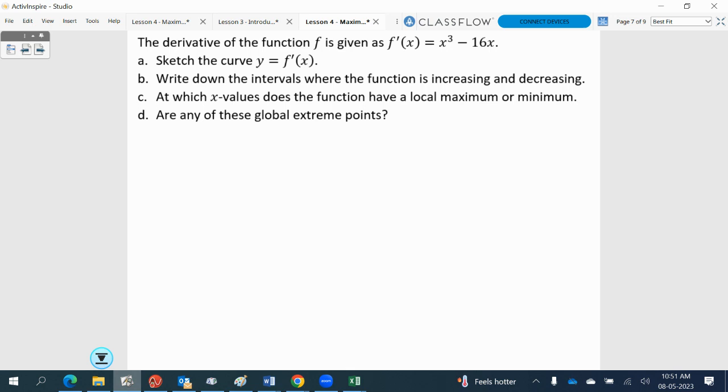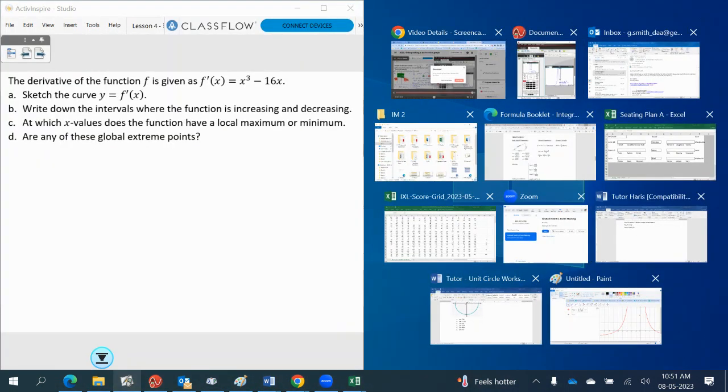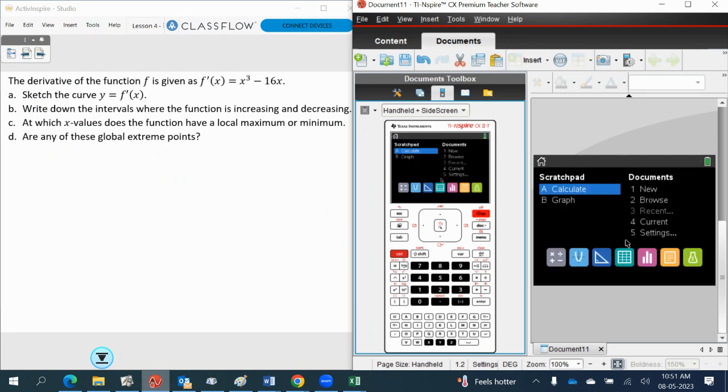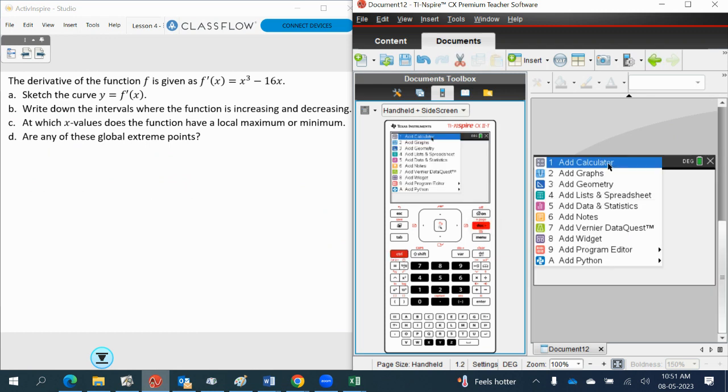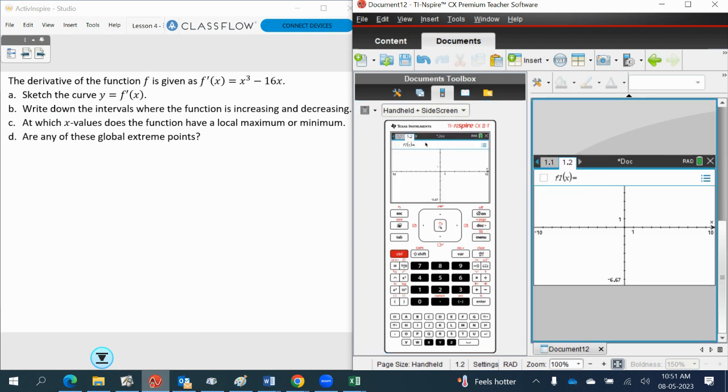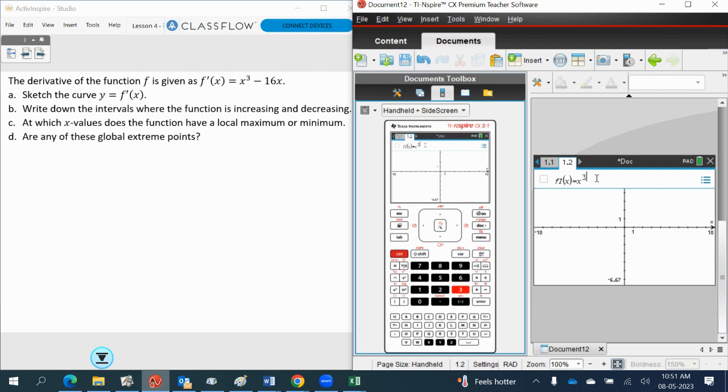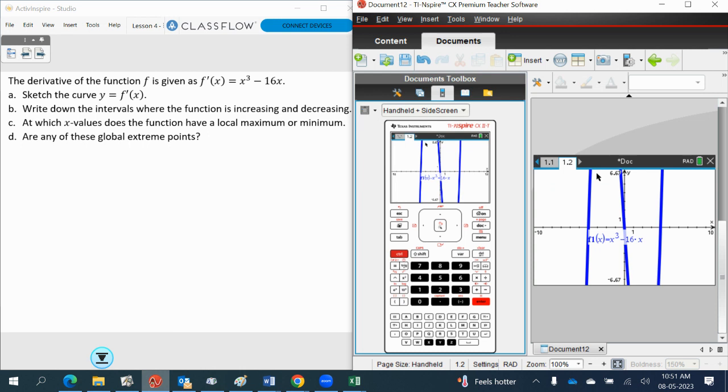Okay, so we've been given a derivative function and we need to sketch it. So we'll pull up our graphing calculator. We'll add a graph page and type in the function: x to the power of 3 minus 16x. We can see where the graph crosses the x-axis here, but we can't see the maximum points, and we would like to see the whole function.